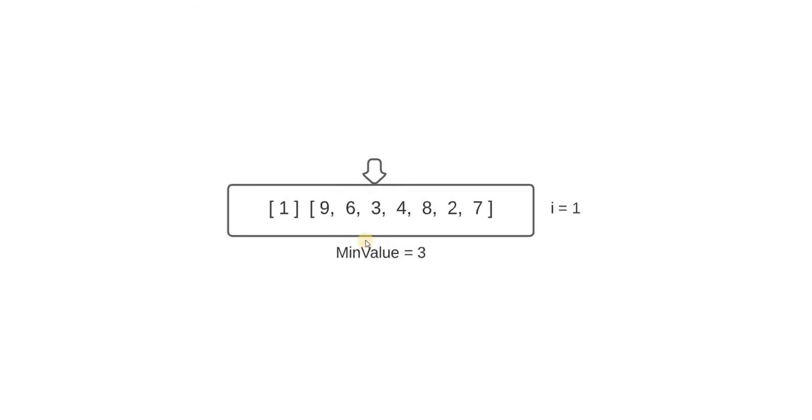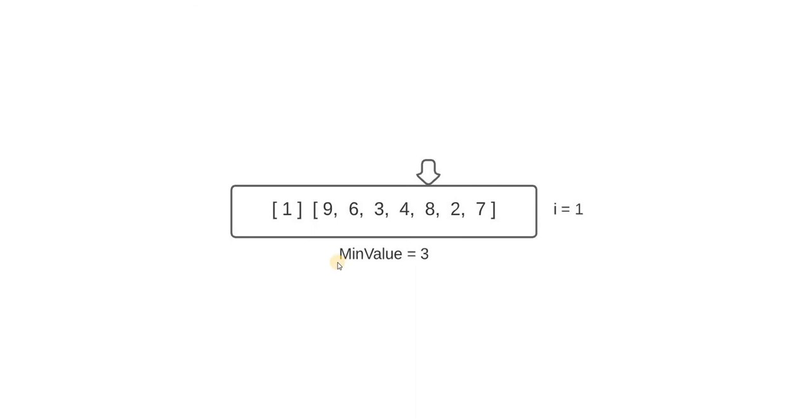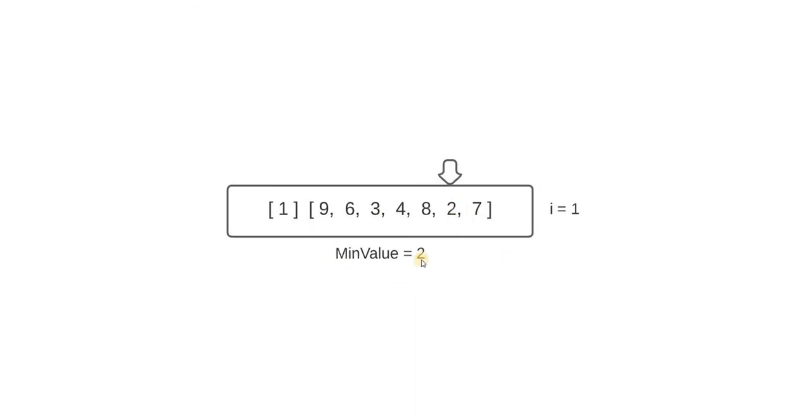Let's continue. Min value is now 3, 4 is larger, so we'll move on. 8 is also larger. 2 was smaller, so min value is now 2. 7 is larger, so let's ignore that. Now let's begin with the next swap. What is the ith value? It's 1, and that means we'll be swapping the min value with 9 over here, because 9 is at the first index. So we'll swap 2 with 9, and this gives us the following list.